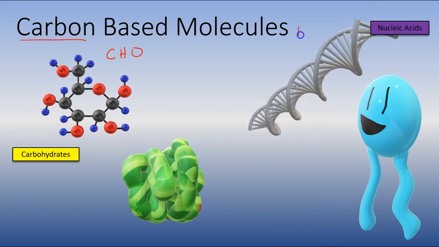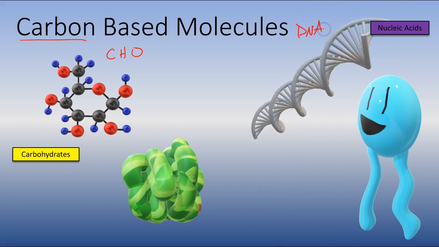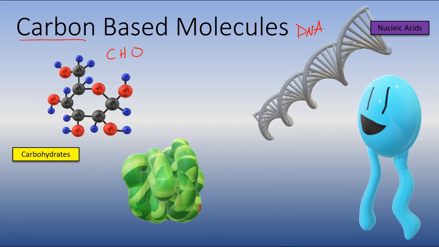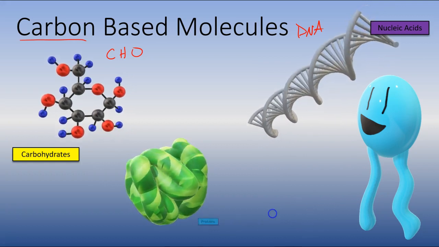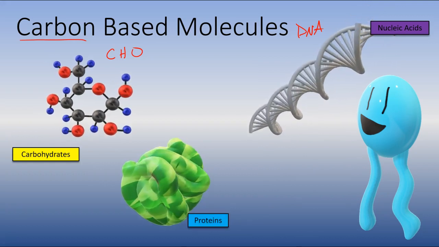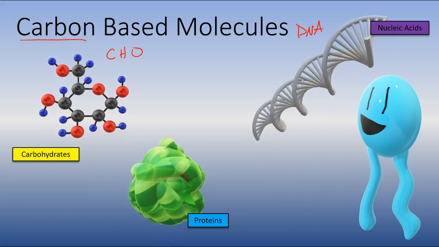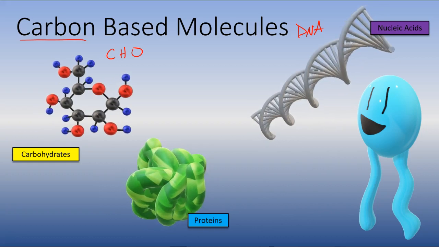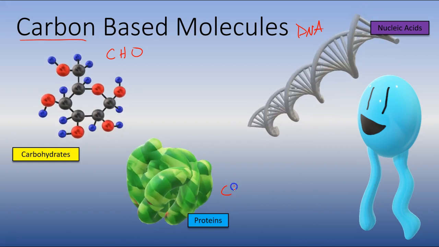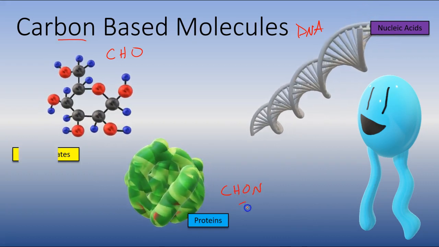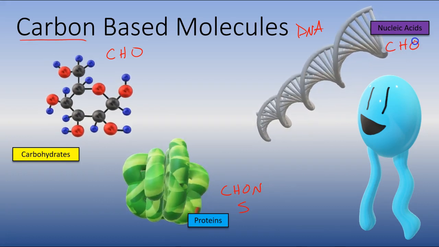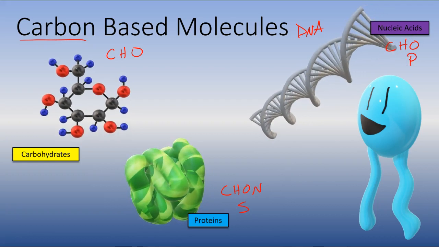Okay, DNA is an example of a nucleic acid. It is a helical structure used to store genetic information. The third class of organic molecules are the proteins. Proteins are three-dimensional globular structures that are repeated carbon, hydrogen, oxygen, and nitrogen, C, H, O, and N, sometimes containing sulfur. Nucleic acids contain carbon, hydrogen, oxygen, and phosphorus.